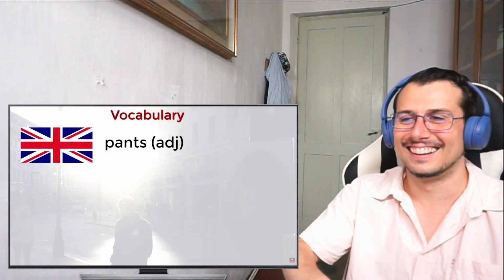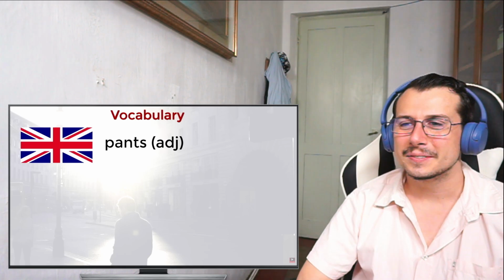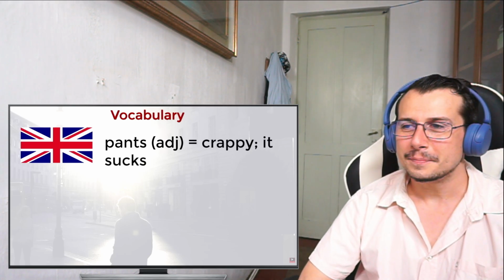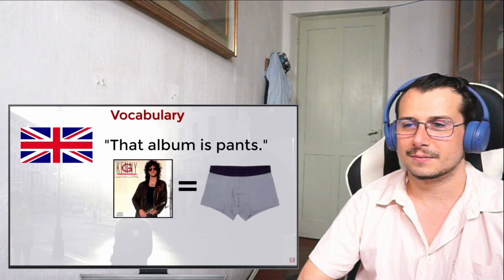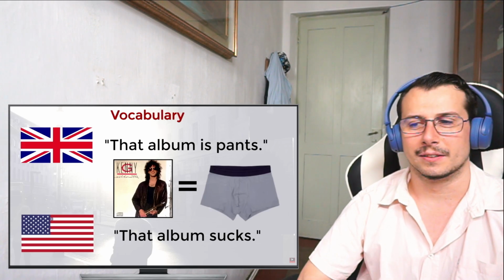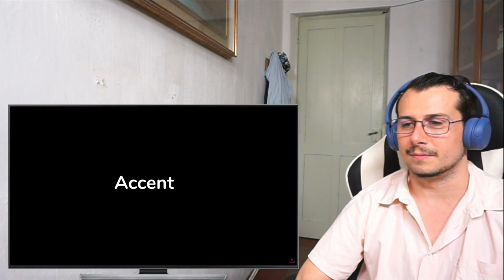Going back to the word pants for a moment, it can also be used in British English as an adjective, meaning something is crappy or it sucks. For example, that album is pants. In American English, you might say, that album sucks.